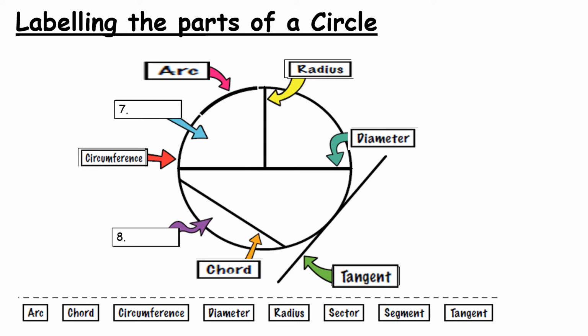And then just the final two, be very careful, these are often mixed up. 7 is called a sector. It is the slice of pizza, which means it has two radii on either arm and then an arc around the edge. And then 8 is a segment, which is a part of the circle cut off by a chord.